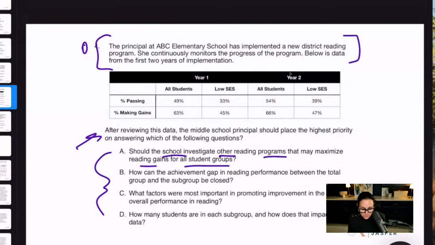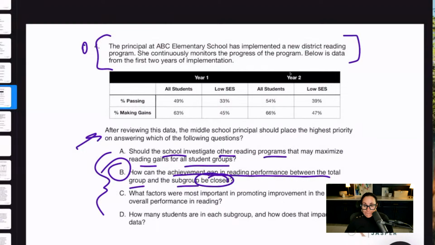B, how can the achievement gap in reading performance between the total group and the subgroup be closed? Right away, B is the answer. I didn't have to look at anything. Why are we looking at data? To see gaps. What are we going to do? Close the gap. B is the answer all day.